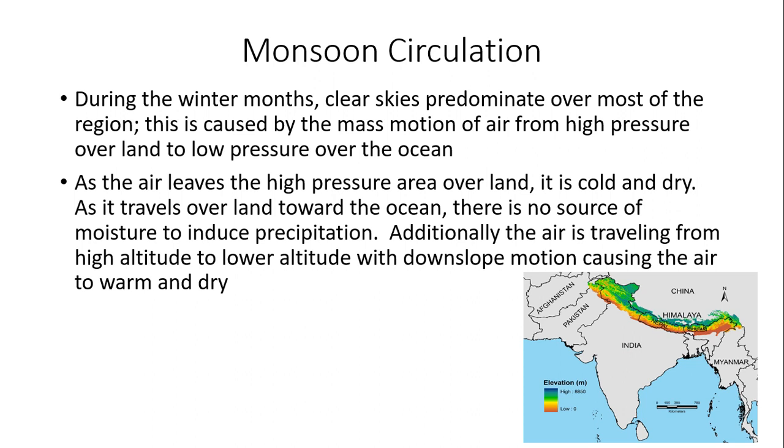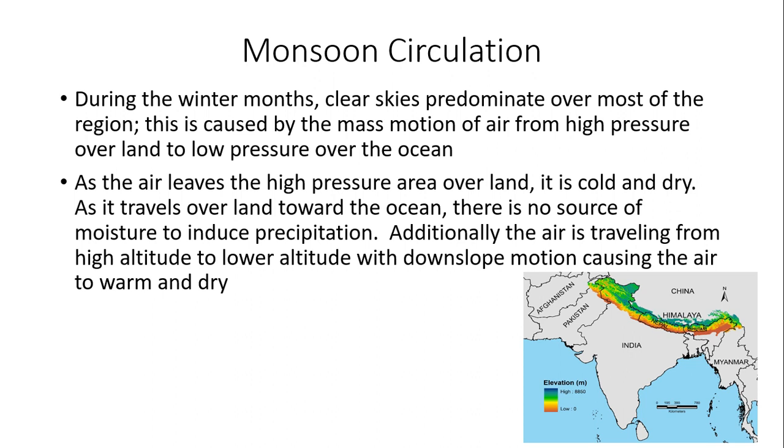So as the air leaves the high pressure area over land, it is cold and dry. As it travels over land toward the ocean, there is no source of moisture to induce any kind of precip. Additionally, the air is traveling from high altitudes to lower altitudes with downslope motion causing the air to warm and dry. If you look at the graphic on the bottom right, this is very important.